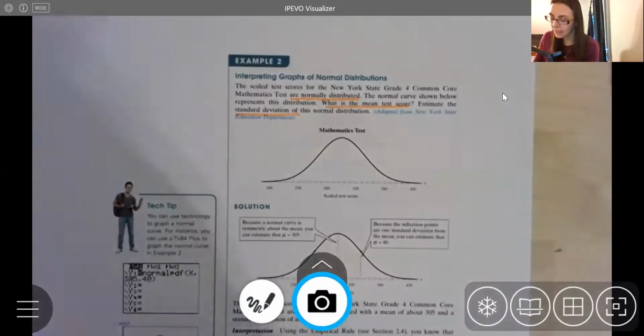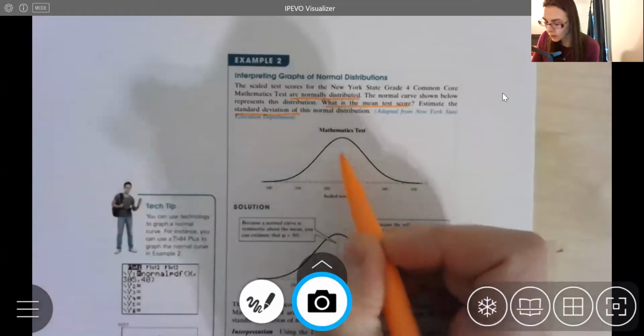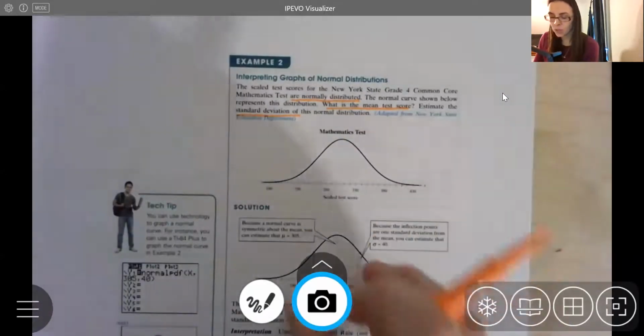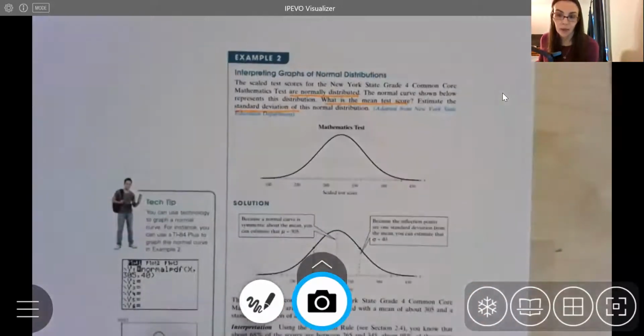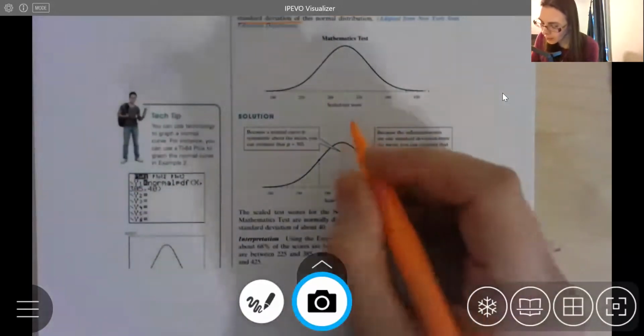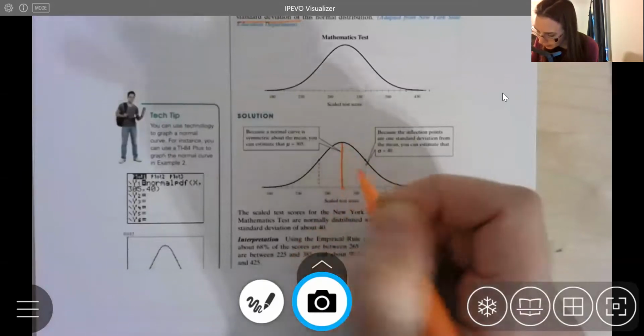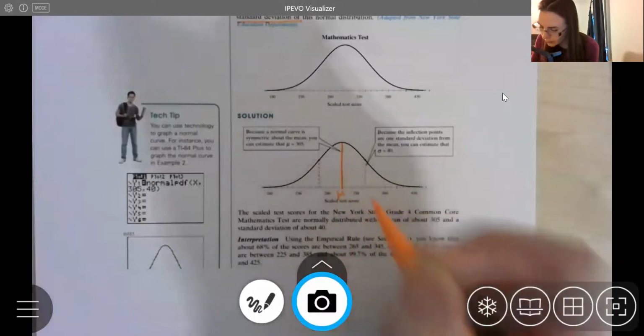So remember, your mean is always at that center. So we're looking at that center line here to find the mean. And I actually printed the solution here as well because it's much better than my drawing. But you can see here, we have this center line coming right down here, and that is always your mean.